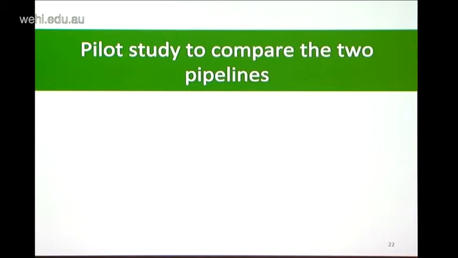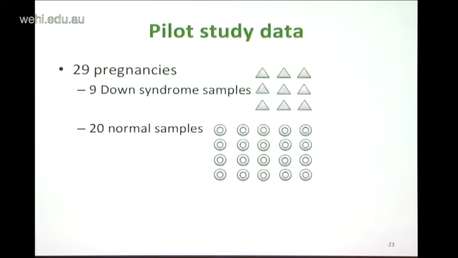So what we did next was to run a small pilot study to compare our local pipeline with what is standard in the literature. The datasets we've used come from 29 pregnancies. 9 of them had confirmed Down syndrome fetuses, and 20 were normal samples.